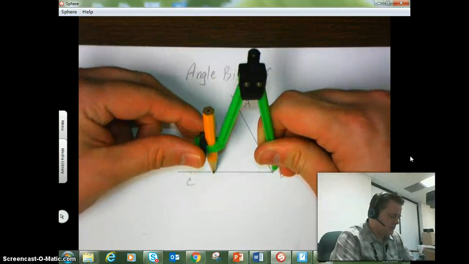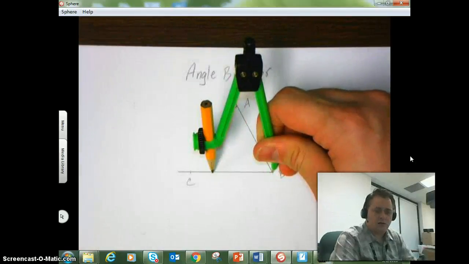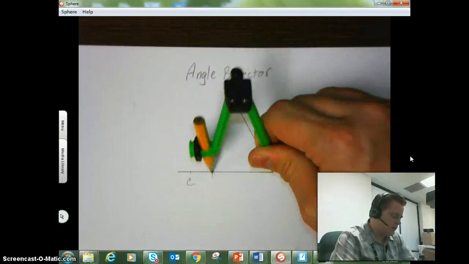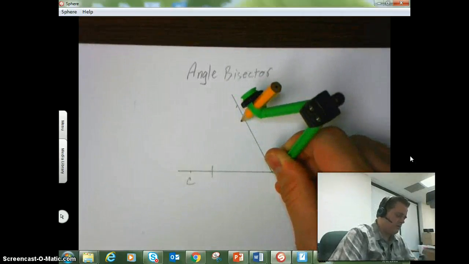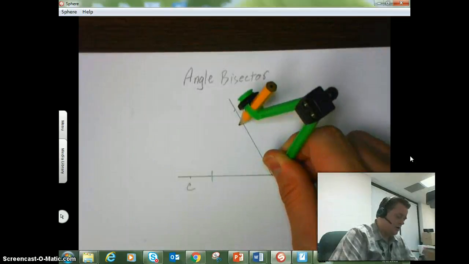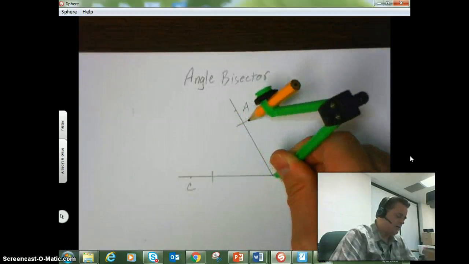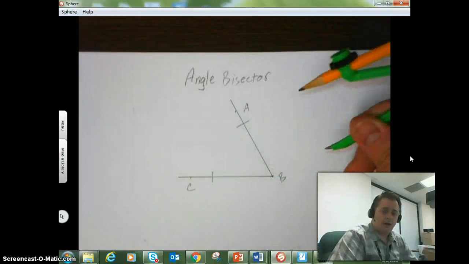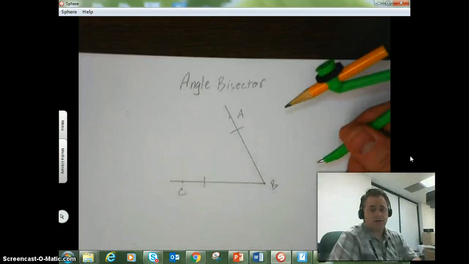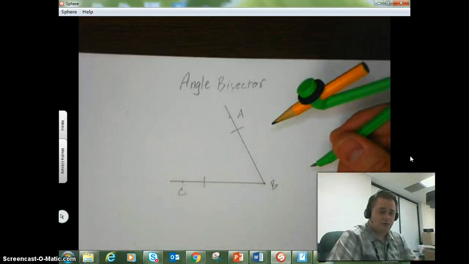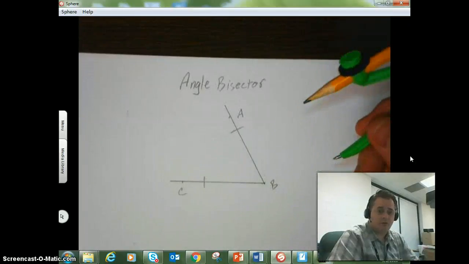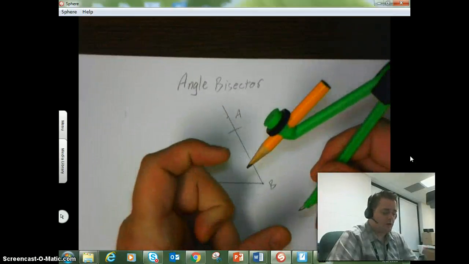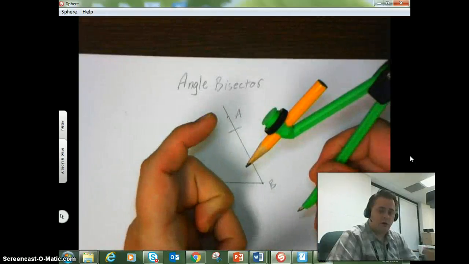So I'm going to go about 3/4 of the way, and again, I'm just eyeballing it here. I'm going to draw an arc on ray BC, and without opening my compass at all, I'm going to keep the point of the compass at the vertex, and draw another arc on ray BA. This is why I say it's pretty easy: you don't need to adjust your compass at this point. If you do, it's not the end of the world. You could definitely make it wider if you wanted to. I really wouldn't recommend closing it.